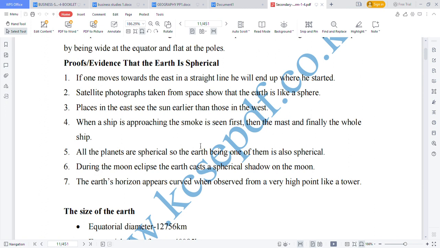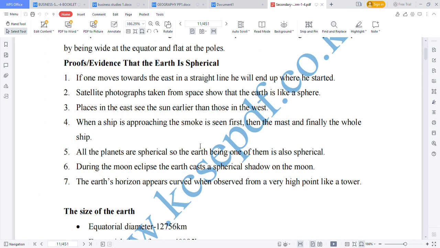The first one: if one moves towards the east in a straight line, he will end up where he started. That is circumnavigation. Number 2, satellite photographs taken from space show that the Earth is like a sphere. That is the second one.